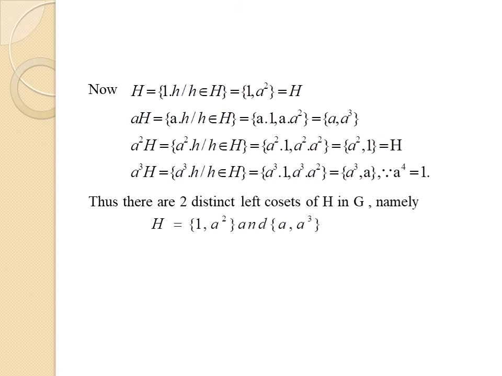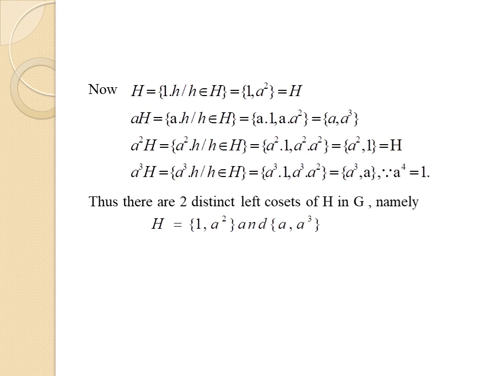At last, a³H equals a³·H. H is {1, a²}. So a³·1 and a³·a². Therefore {a³, a⁵}. a⁴ is 1, so a⁵ is 1·a, which is a. Therefore this answer is {a³, a}.